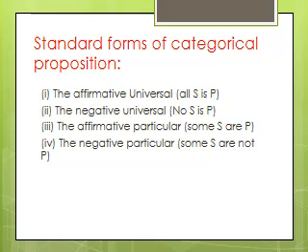Now consider the following examples. All females in this class are married. All men are mortal. These are examples of affirmative universal propositions. Now consider the second example. No females in this class are married. No first year students are lecturers. If you look at these propositions, they are examples of negative universal propositions because they are of the form of negative universal.